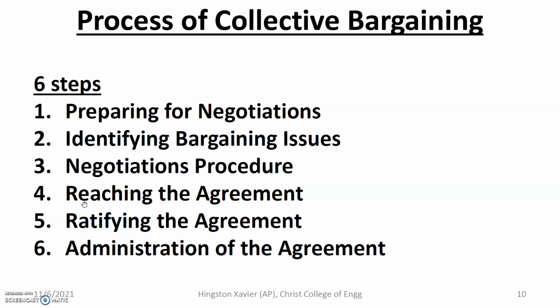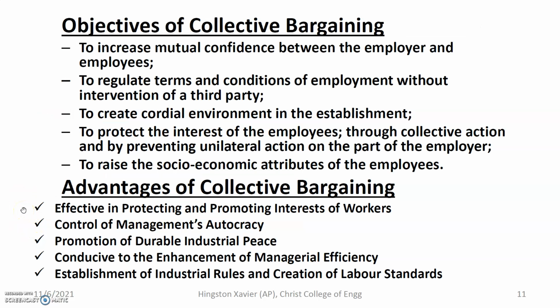Next is reaching the agreement. The leader will sit along with the employer, and they will put forward the needs of the employees, and the employer will also display his problems and difficulties, and later they will come to an agreement. Ratifying the agreement means we are trying to clear the contents present in the agreement, and the last one is the implementation of the agreement. So that is all about the process of collective bargaining.